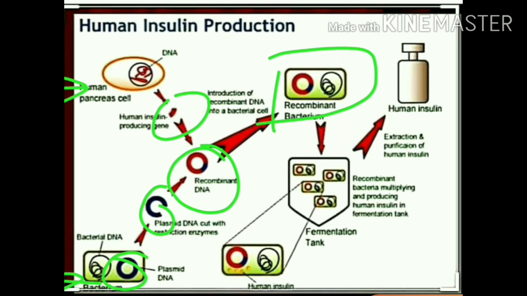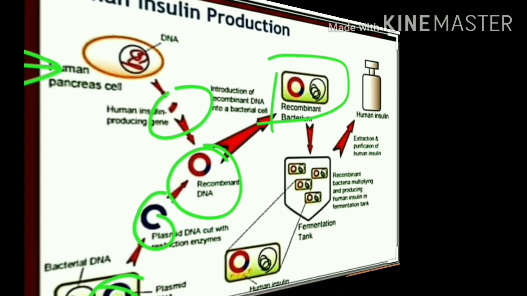Within the host cell, this gene of interest, that is insulin gene, will undergo translation and it will form protein insulin. That insulin will be later on extracted and purified and ultimately packed into the vials and made available to the patients in the markets. This is how insulin production takes place with the help of biotechnology.